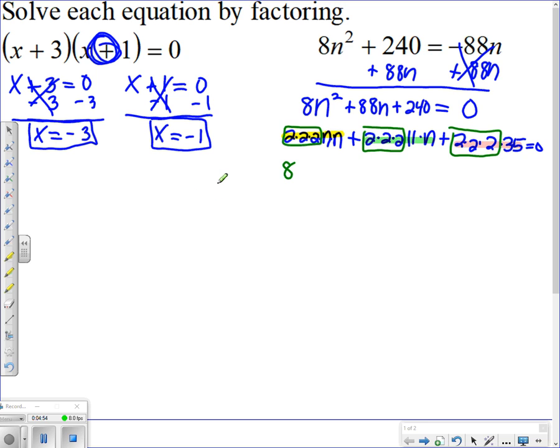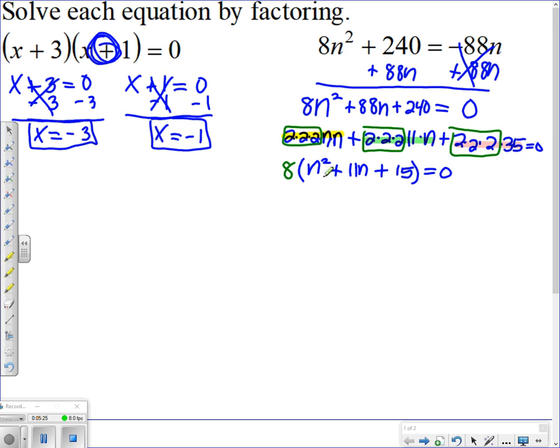Now, leftovers. If I take this out, what you have left over is the n squared, n times n, plus, take out what they have in common, that'll be 11n, plus, take out the twos, and you have 15 left over, equal to 0.